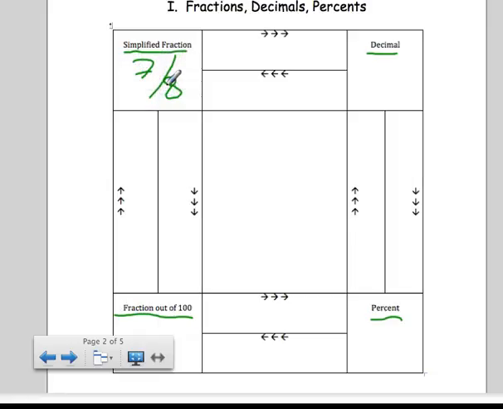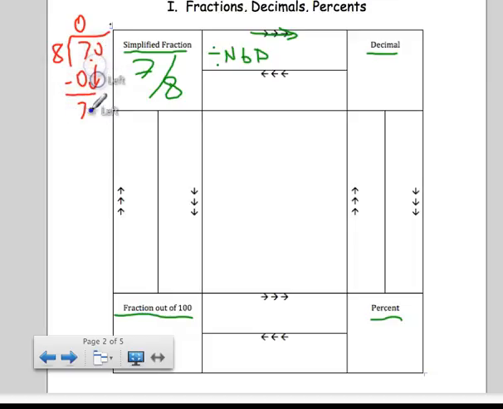In order to go first from the simplified fraction to the decimal, I'm going to divide the numerator by the denominator. And I'll do that work over here. I have 7 divided by 8. Remember, the numerator goes inside the house. And so 8 goes into 7 0 times. So just subtract. Bring down the 7. Bring up the decimal like we saw in the last video. So our answer is going to be a decimal.